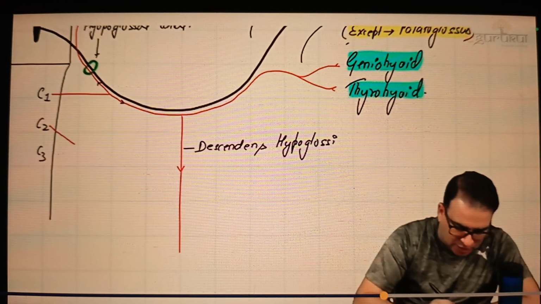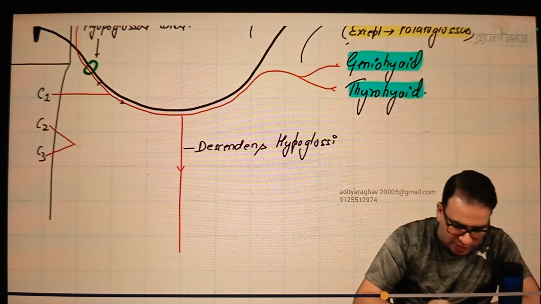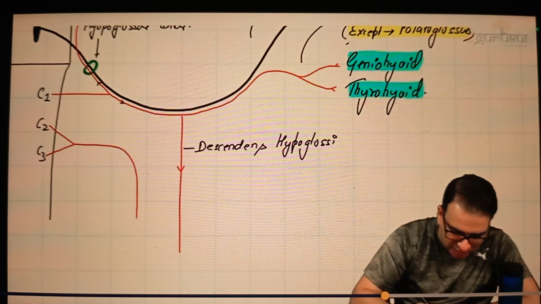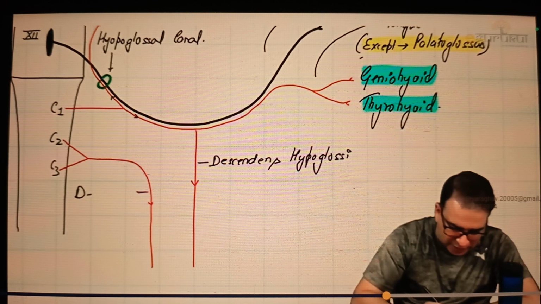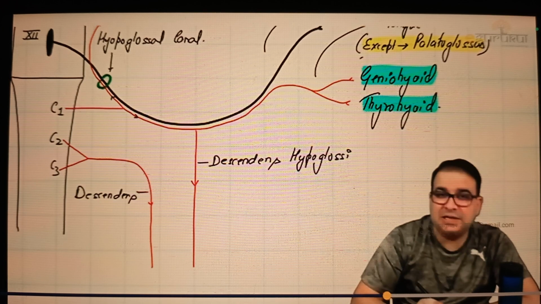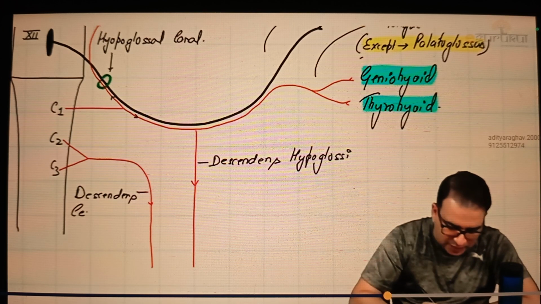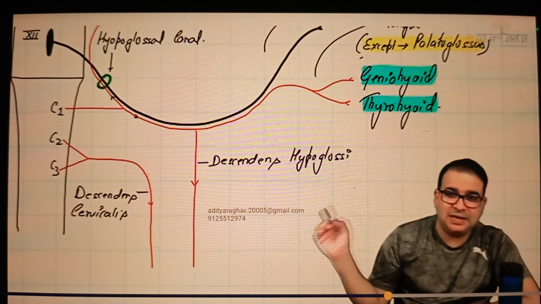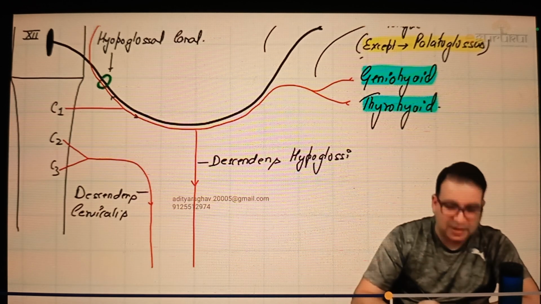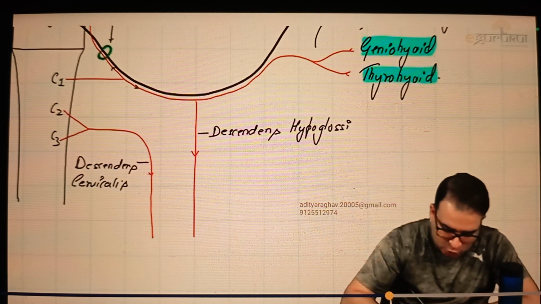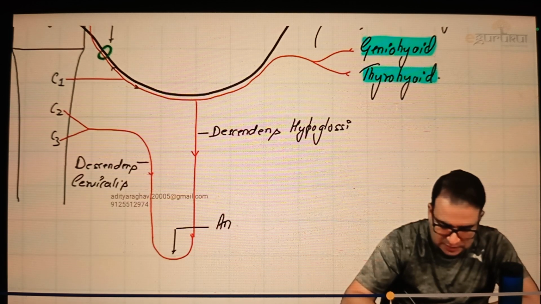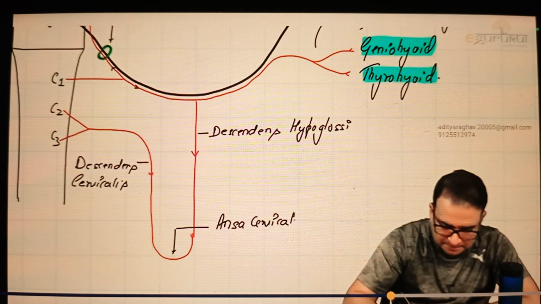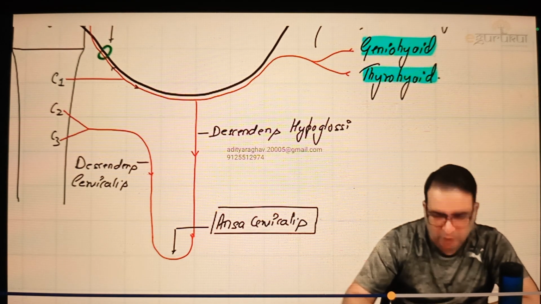Similarly, C2 and C3 obviously have no connection to the hypoglossal nerve, but they will also give a descending branch in the neck parallel to this nerve. It is descending directly from the cervical nerve, so we call it descendens cervicalis. So that was descendens hypoglossi, which is coming from C1, and the descendens cervicalis is coming from C2. Both these nerves join with each other, and that is called the loop of ansa cervicalis.